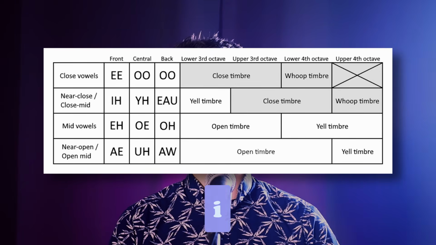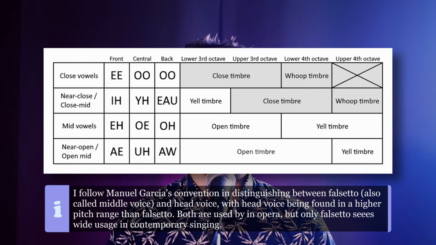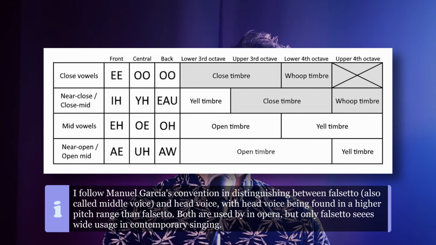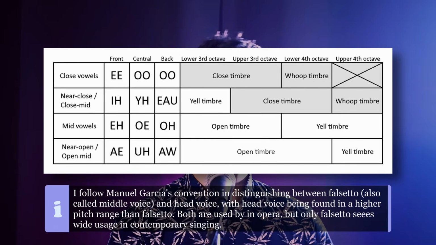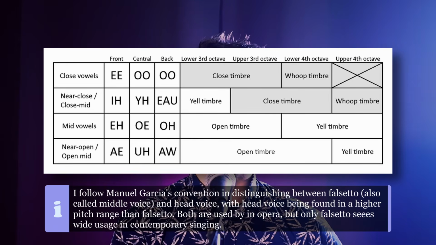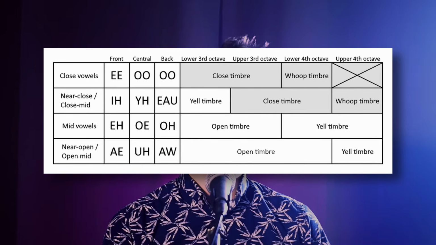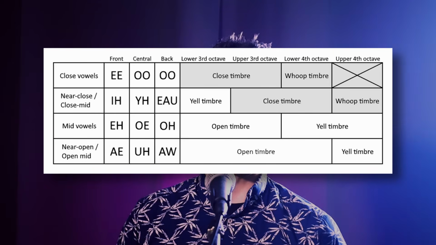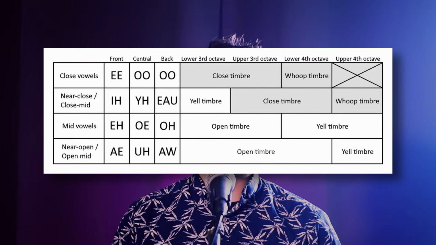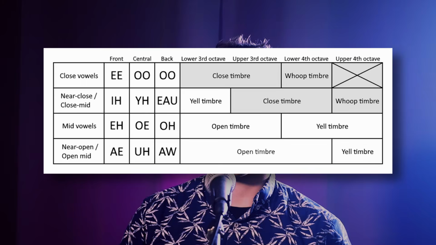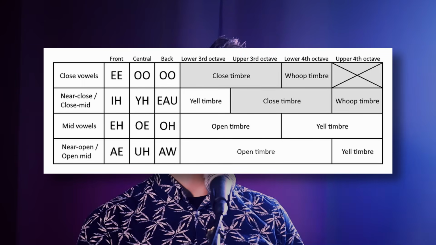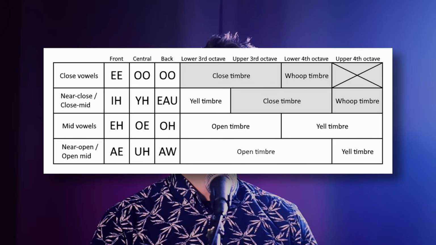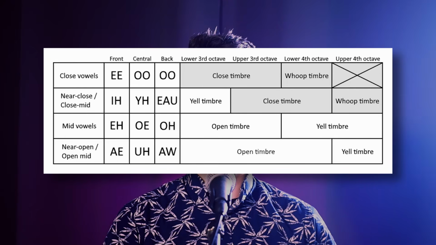Head register does not see much usage in contemporary music, but whoop timbre is still quite useful for closed vowels in falsetto, and even for choral register and chest register. It is only when we lose whoop timbre, when the sung pitch rises above the first resonance of the vocal tract, that we are really in trouble. This will tend to happen with closed vowels in the upper fourth octave, hence the need to open them up a little.